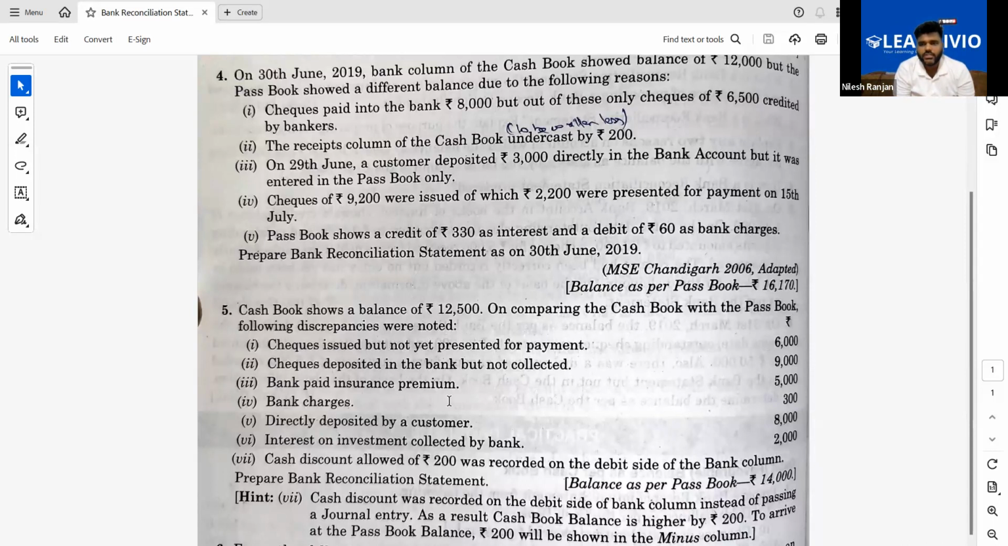Yes, sir. Direct deposit by customer into bank. So the transaction is recorded in the passbook. So the passbook is increasing, so we have to increase the cash book also. The first thing you have to see is the impact, and then you have to see the solution. Understood, Abdullah?